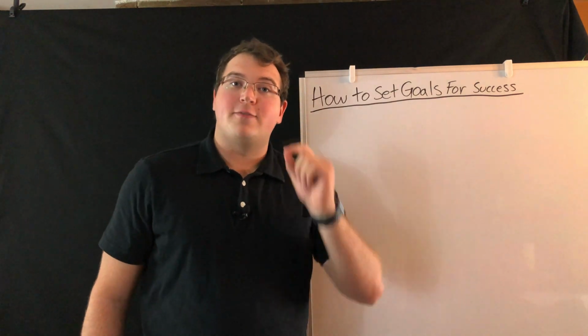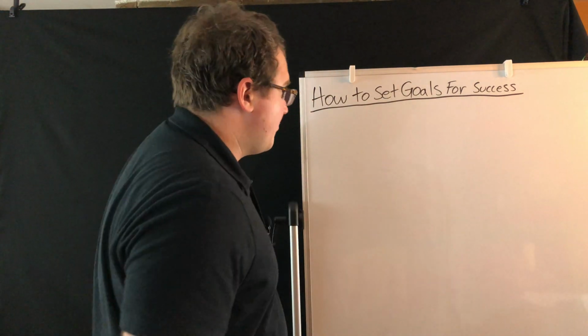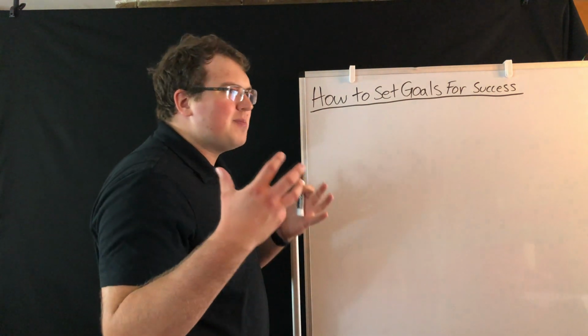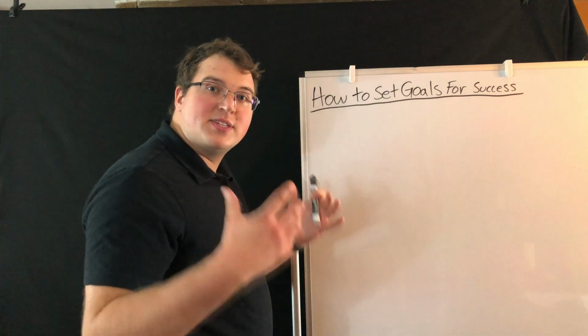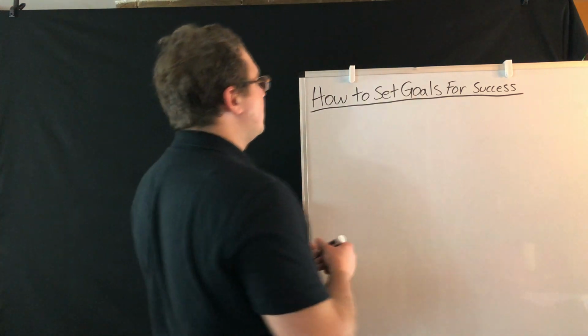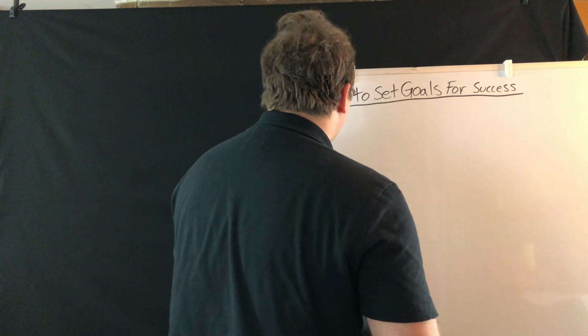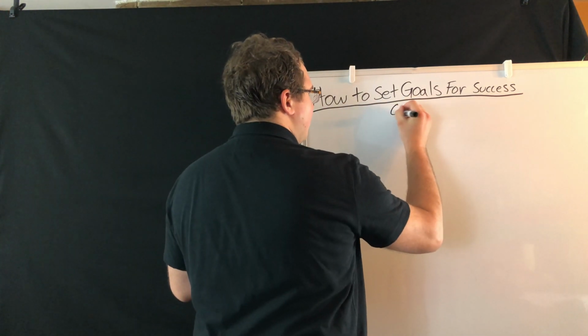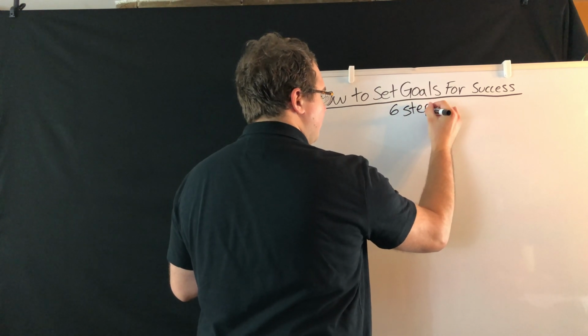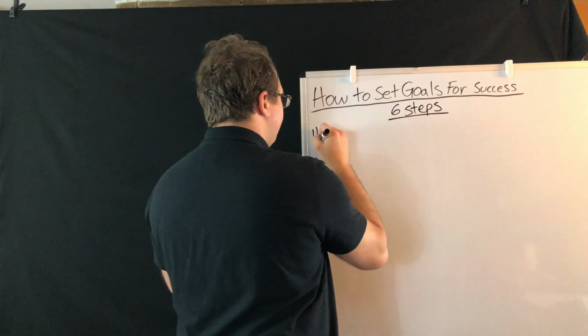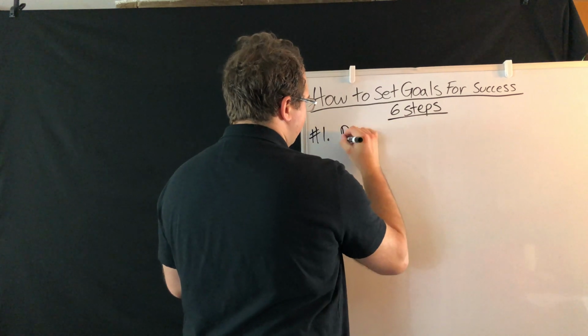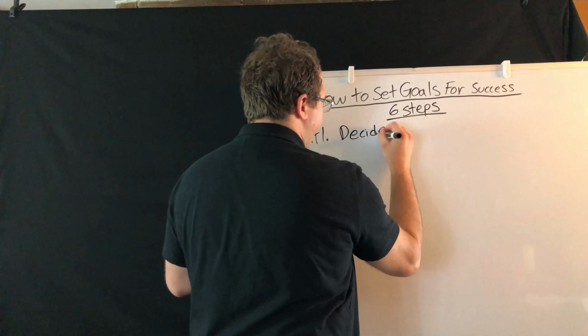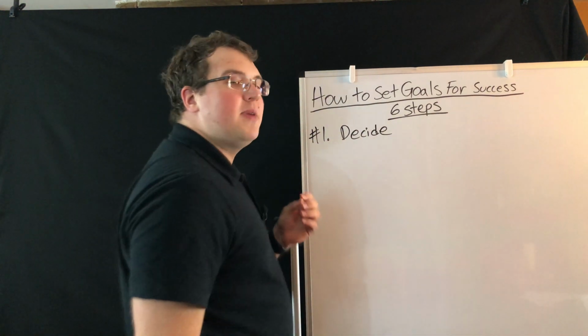Cool, so the first step that we have, and basically this is the biggest step of the 6 steps to achieving goals. If you read the article, we know that there are 6 steps. All right, the first one is very simple. You have to decide. So what do I mean by decide?